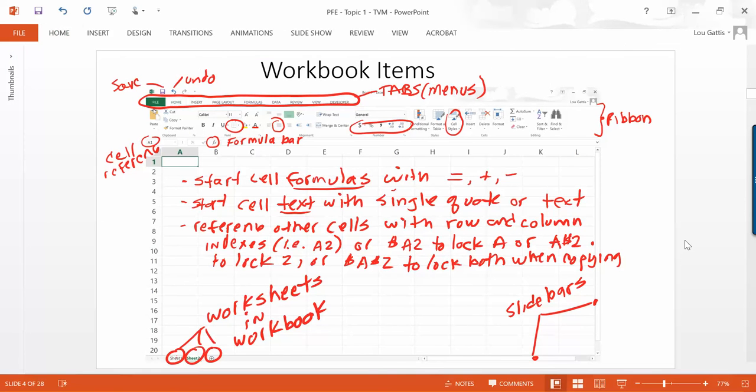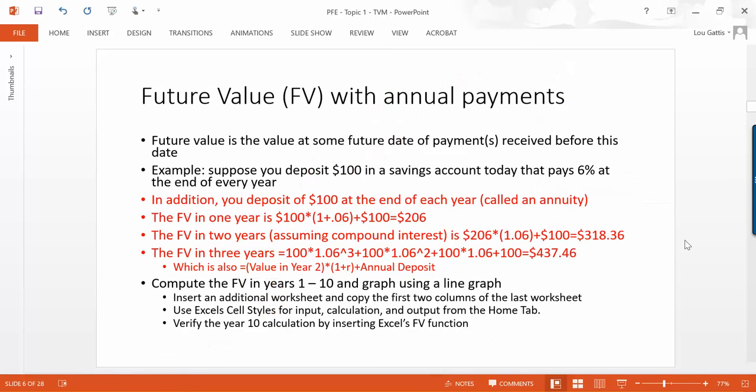All right, going back to Excel or PowerPoint, what we're going to do is calculate the future value when you have annual payments. So say you're going to deposit $100 in a savings account today, and that's going to earn 6% per year. But in addition, you're going to deposit $100 every year at the end of each year. So $100 today, and in 1 year another 100, and so on. So in 1 year, if you do this, you'll have your initial investment of 100 plus interest, 106. Then you're going to put another $100 in there, so you have 206.